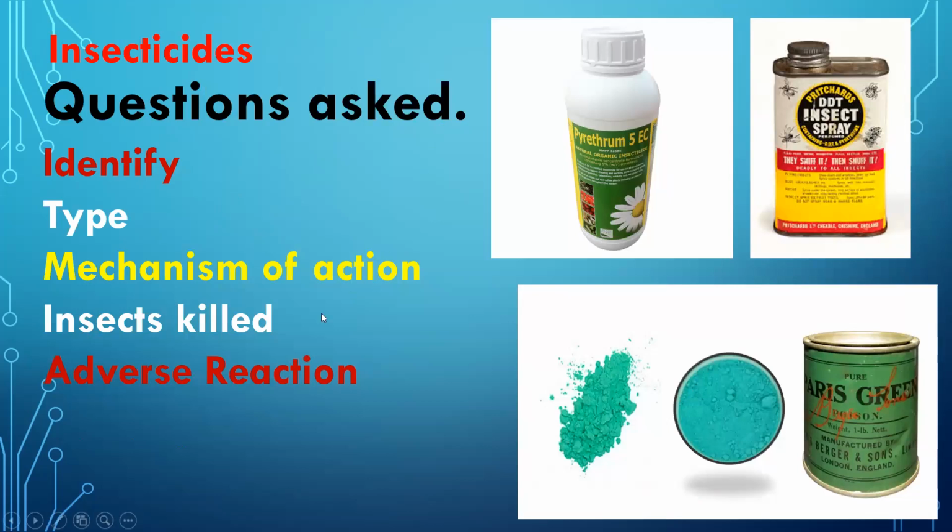Then what are the insects which are killed and duration of action, for how long? Like DDT will act for almost 6 months. So how long is the reaction time or residual effect of the insecticide, and what are the adverse reactions caused due to the use of this insecticide, and if there is a poisoning by the farmers particularly.